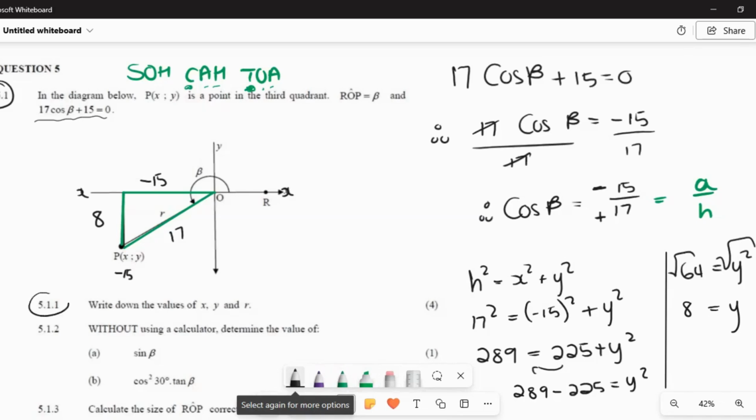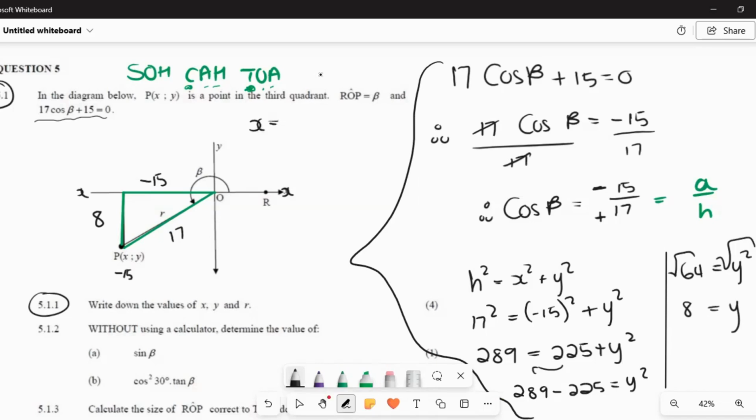So in the first question, they're saying write down the values of x, y, and r. They said we should write them down. So you are going to show all this calculation in your work, and then on 5.1, you just write them down because they did not say determine, they said write. So I'm going to say x is equal to negative 15, y is equal to 8, and r is equal to 17. How did you find all of this? We found all of this through this calculation. Okay, that is 4 marks. So that's how easy it is.